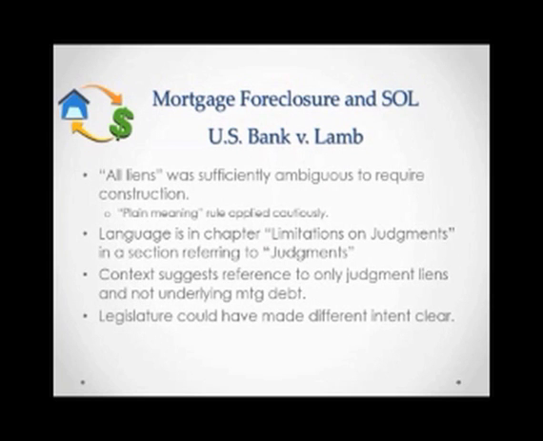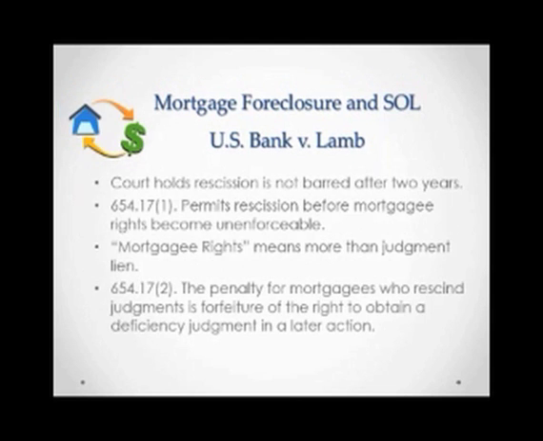So first, they did interestingly find that the all liens language in Chapter 615 was sufficiently ambiguous to require interpretation, because you're going to apply that plain meaning rule pretty cautiously, they said. And so they look at the context. It's in the chapter that's called Limitations on Judgments, in a section referring to judgments, and so that context really suggested they're just referring to the judgment lien. And the legislature could have made a different intent a lot clearer and less ambiguous.